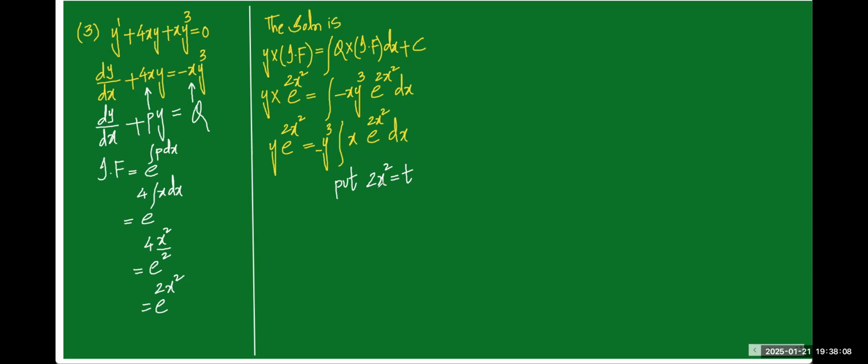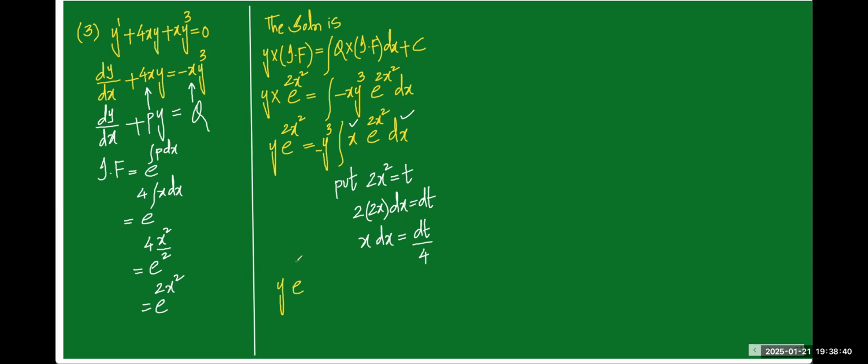Now differentiate on both sides. 2 is as it is. X square differentiation is 2x dx, equal to dt. Now I want x dx value only. So bring 2 to the other side. Why x dx only? Because x and dx are required. Now simply put all these values in our question.